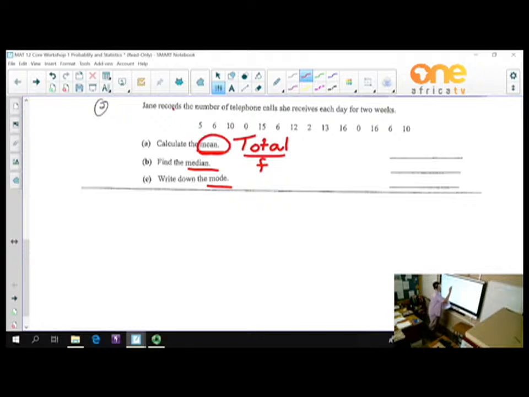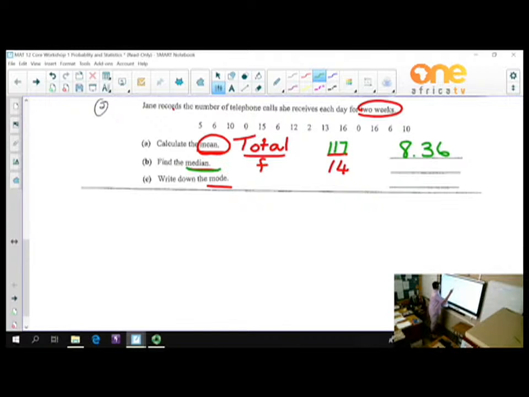The total means I will add all those numbers and divide them by 14 because we're talking about 2 weeks. So we divide them by 14. If I add all these numbers, I get 117. So my mean is 8.36. And you will always give a mean as a decimal. Don't just round it up. You have to give it as a decimal.